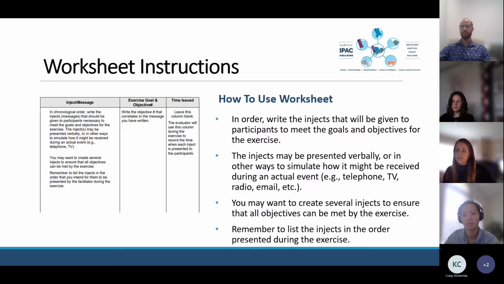The injects may be presented verbally or in other ways to stimulate discussion, such as a TV or radio broadcast, email, or text message. You may want to create several injects to help meet all of the objectives of your exercise. The middle column is where you identify the objective you want to meet with each inject. The third column is optional and can be used by the evaluator to record time and details around the inject.